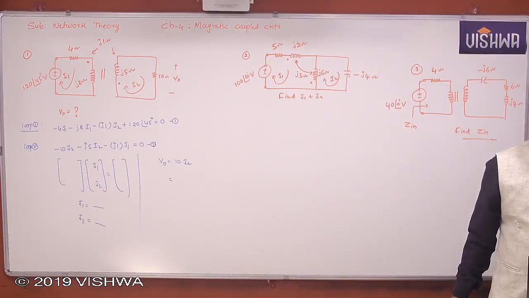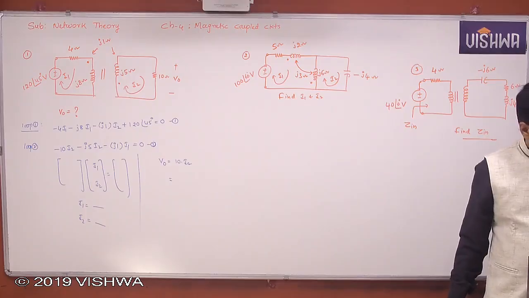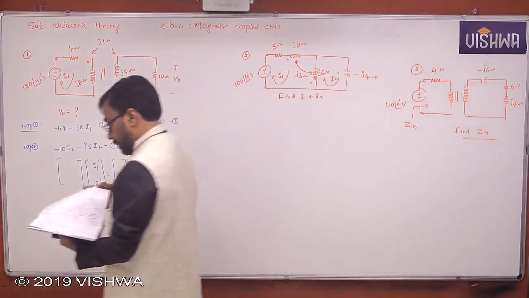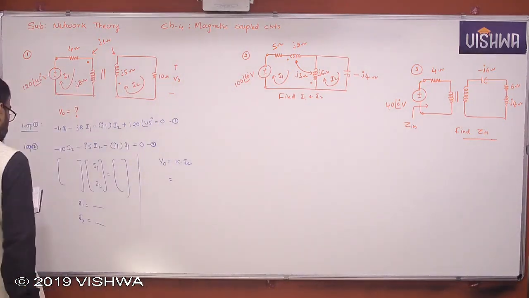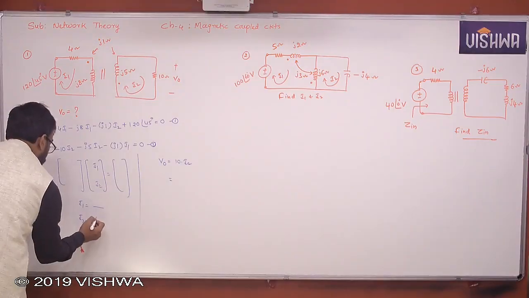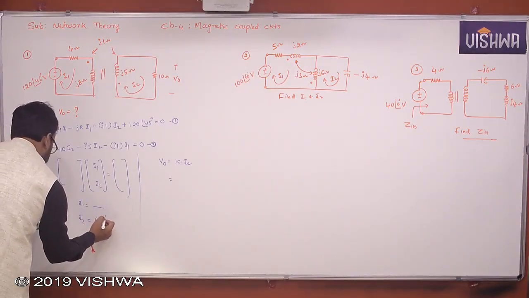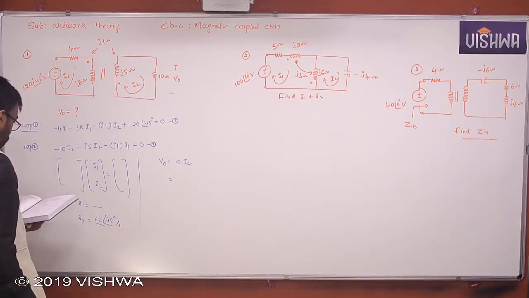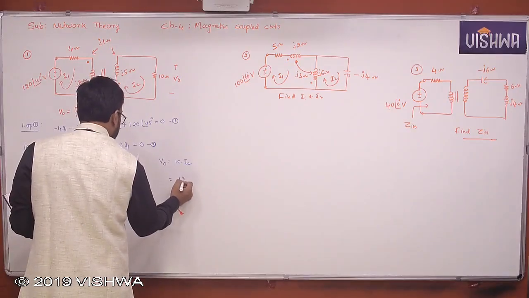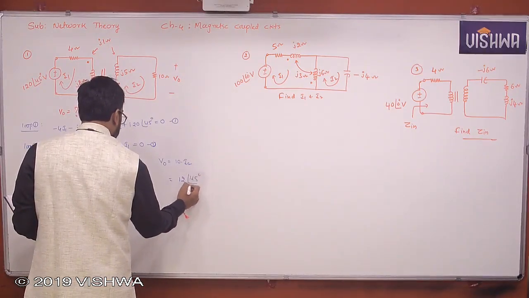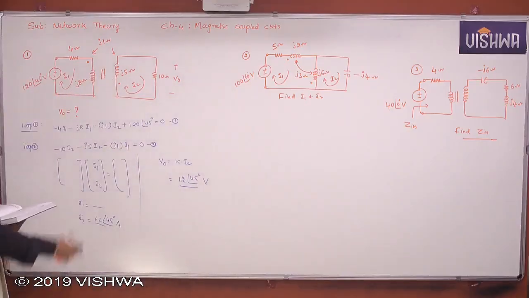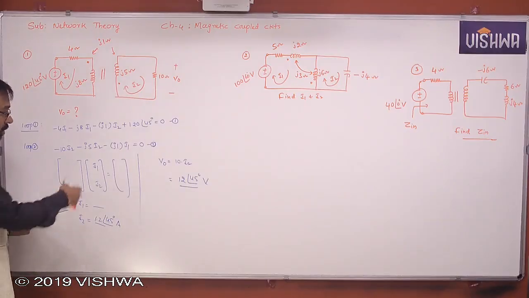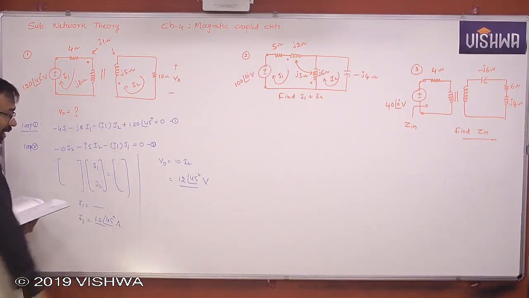The answer for this is 1.2 at an angle of 45 degrees. You try for I1. This is going to be 12 at an angle of 45 degrees. If you simplify these two equations and get I1 and I2, but we want just only I2, so eliminate I1. Cramer's rule, when you apply, directly find I2 value.